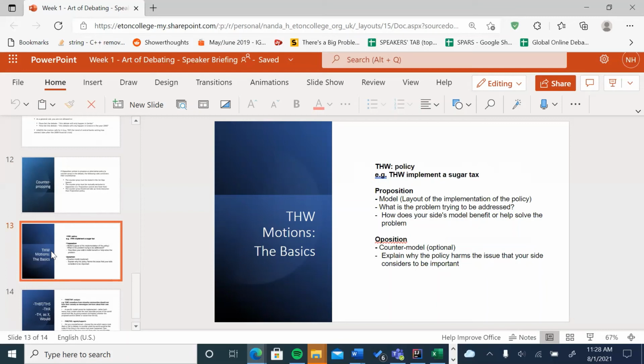So as the proposition, you should identify what the problem is that you're trying to address, outline what exactly you're going to do to address it, and then justify and explain why that's going to be likely to be successful in solving that problem. And as the opposition, you just want to put a spanner in the works and explain why that policy is not good, why it's not going to be effective, and why it's going to harm the issues that that proposition deems to be important.